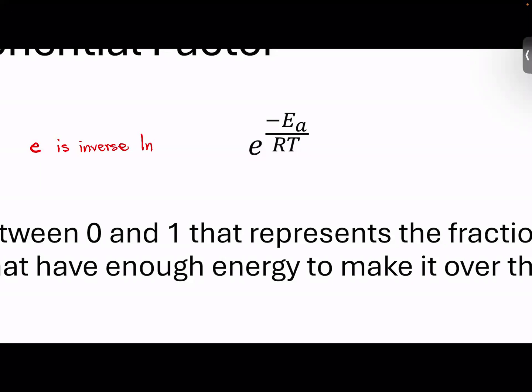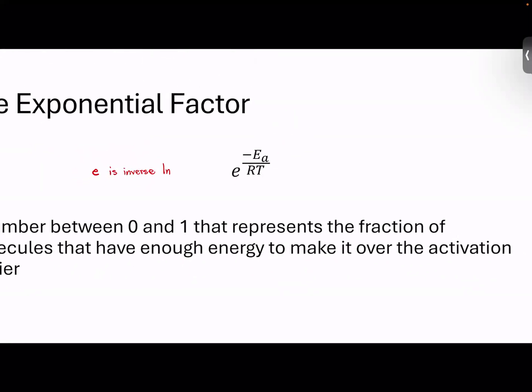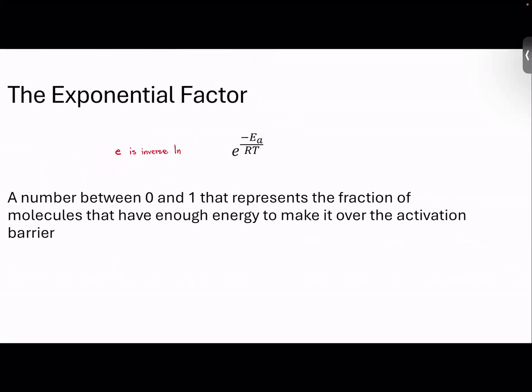This exponential factor, negative E sub A over RT, will be a fraction. This will be a number that comes up between 0 and 1. And basically, it represents the fraction of molecules that actually have the amount of energy to surmount the activation barrier.